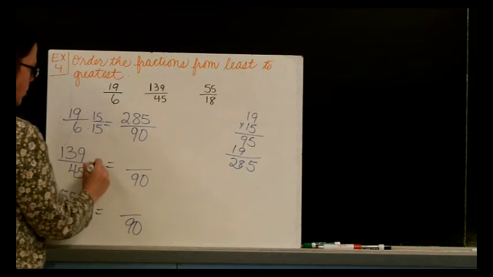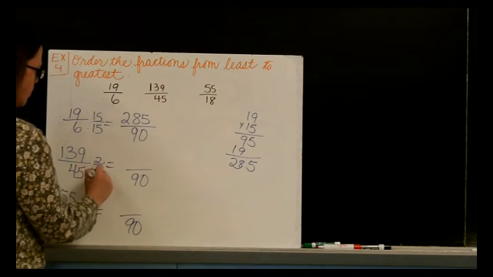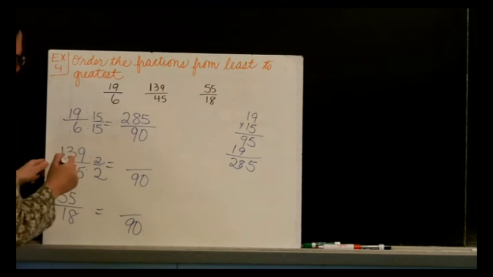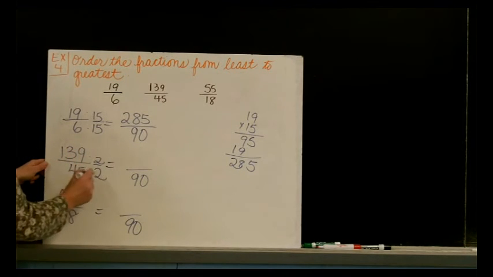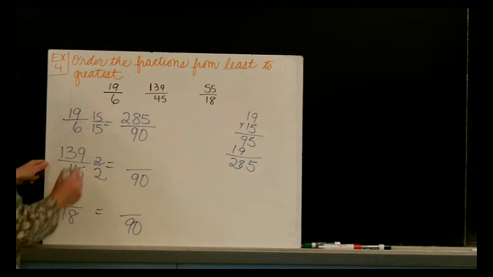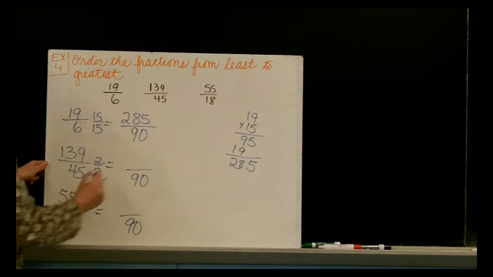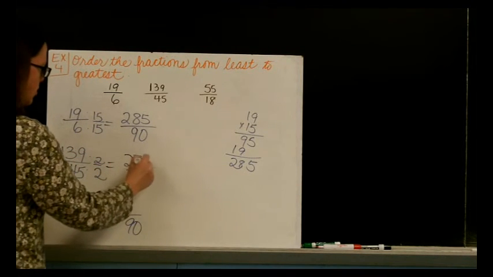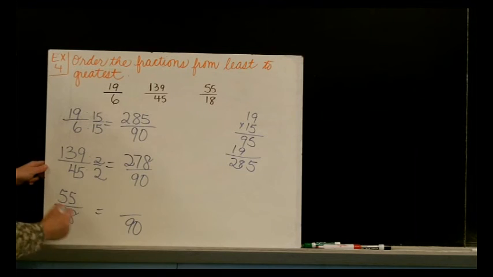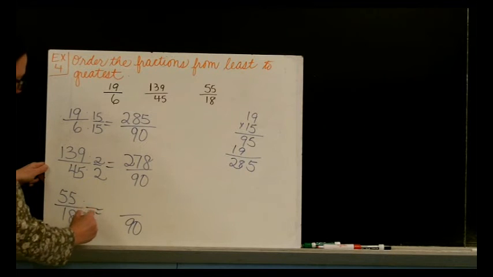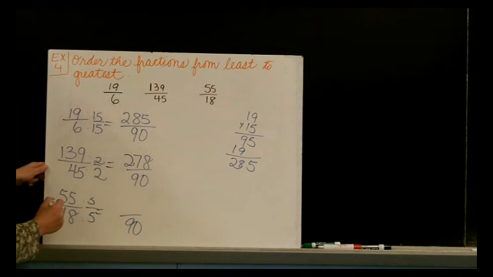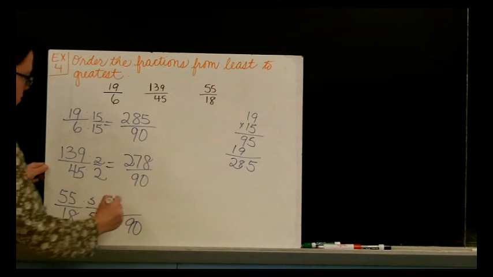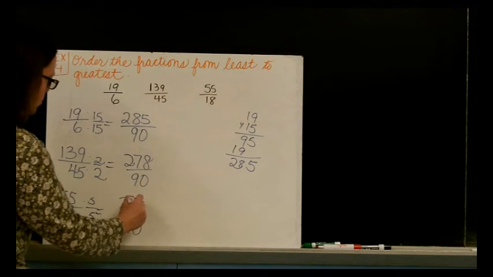Next, we are going to multiply 139 over 45 by 2 because 45 times 2 is 90. 139 times 2 is 278. And our last fraction, 18 times 5 is 90. So we'll multiply 55 by 5, and we will get 275.